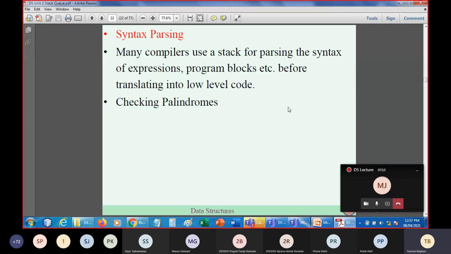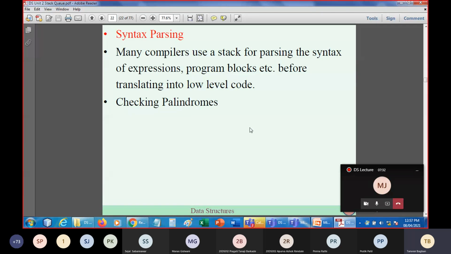In a compiler, whenever you compile your program, syntax checking is done. It checks whether the expression is correct or not, that is, whether all the syntax rules are followed in writing the program. This syntax checking is done by the syntax analyzer.